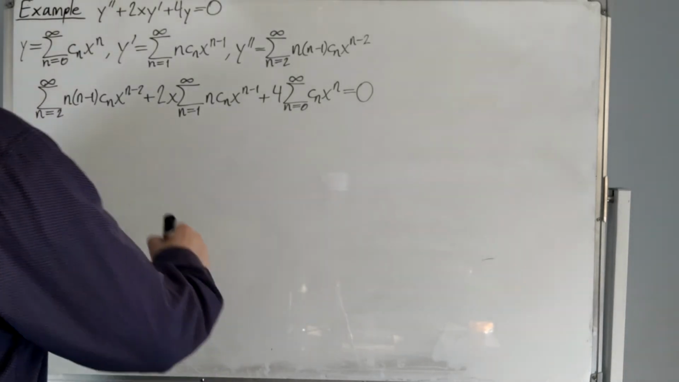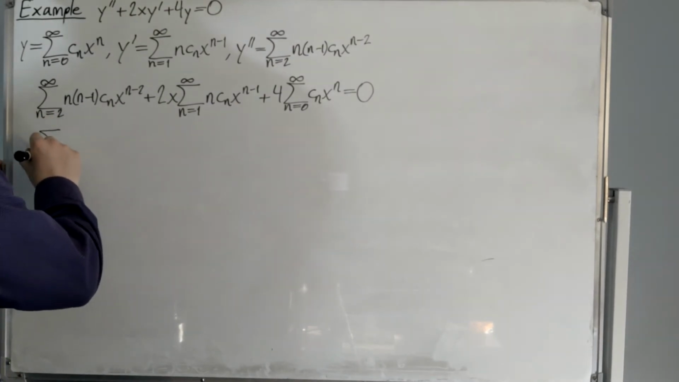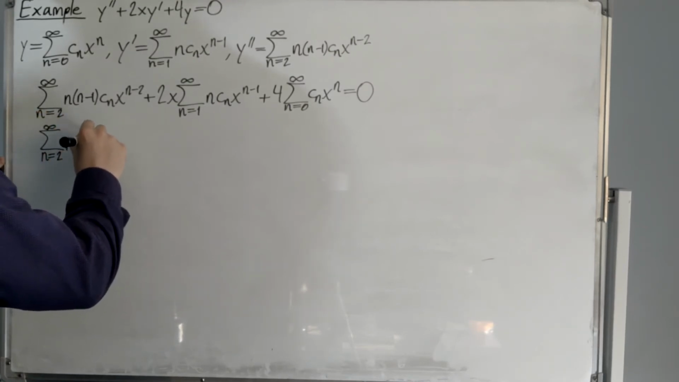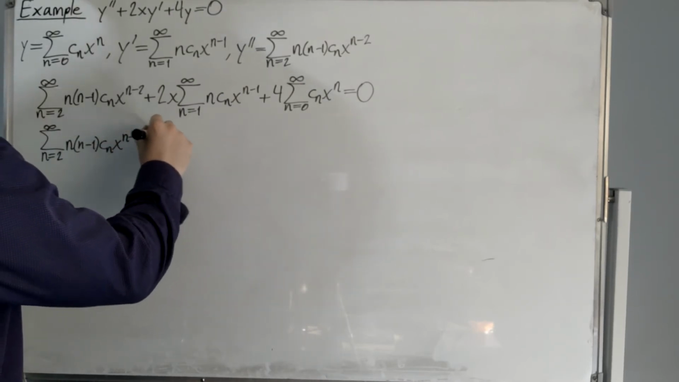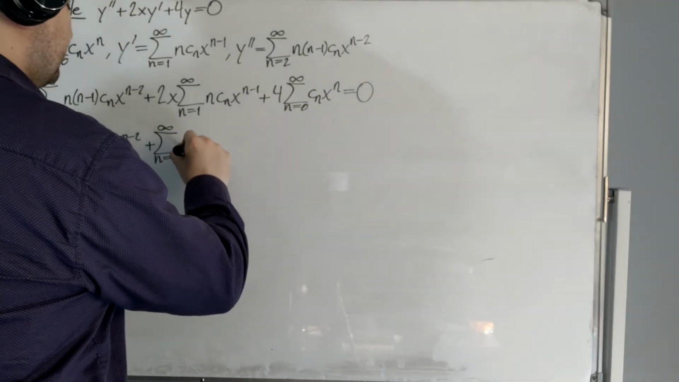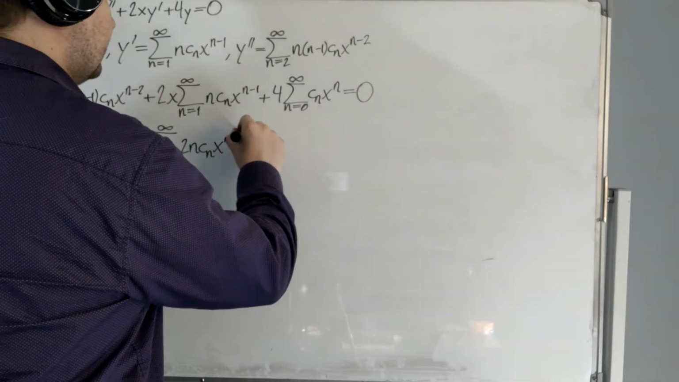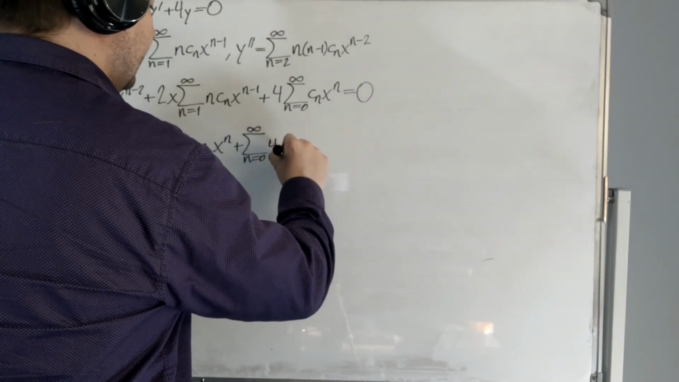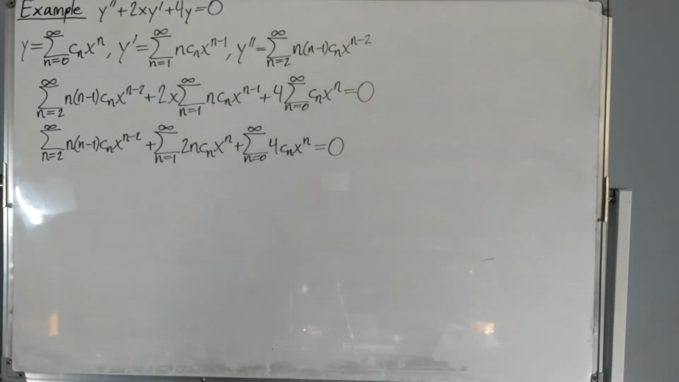We can distribute. What we'll get is the sum from n equals 2 to infinity of n minus 1, Cn x to the n minus 2, plus the sum from n equals 1 to infinity of 2n Cn x to the n, plus the sum from n equals 0 to infinity of 4 Cn x to the n equals 0.